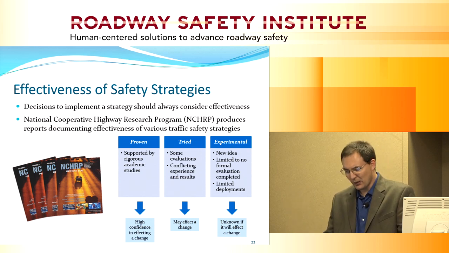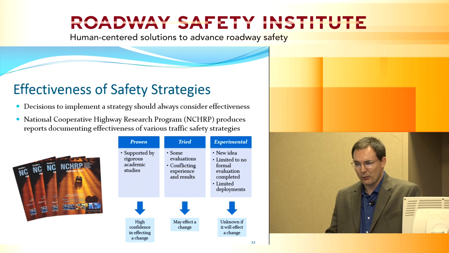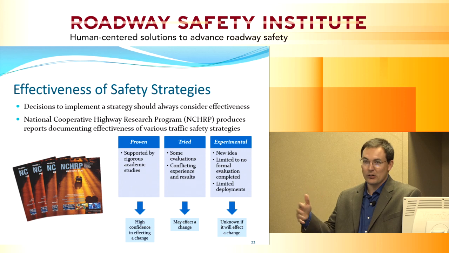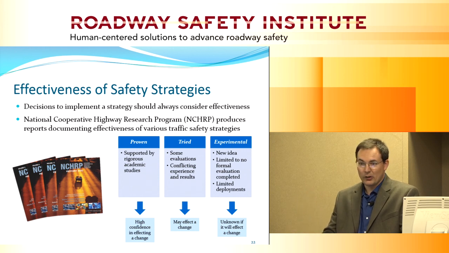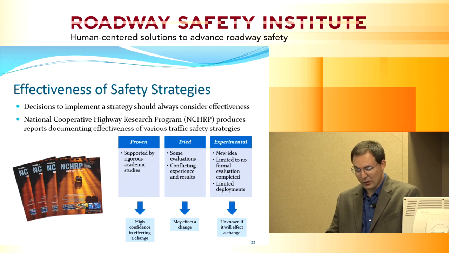Then we have experimental. A good example of that would be the Minnesota Rural Intersection Conflict Warning System, the RICWS system. Currently it's experimental. Ongoing evaluations are currently happening. I would expect maybe in the next few years we would be seeing some more movement in terms of identifying the effectiveness with confidence of how effective that type of strategy is.